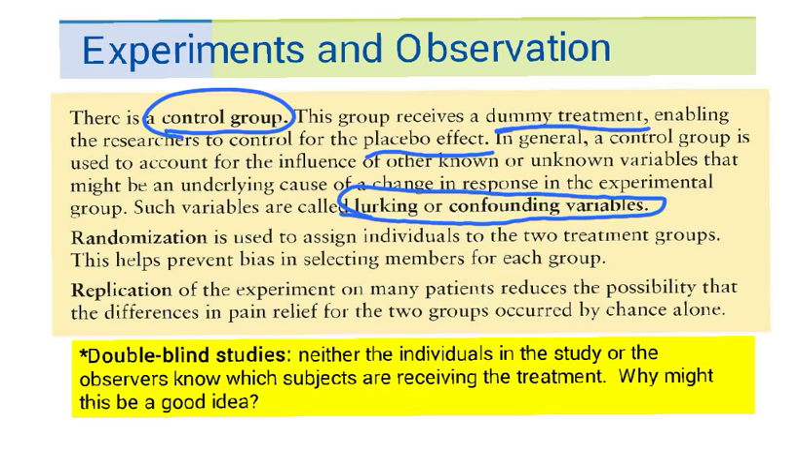Okay. Again, it's important that we are using randomization. We're randomly assigning people to the control group and the treatment group. There's no bias as to who goes into what group. And then replication. We want to be able to replicate the study under similar conditions so that we're sure that the results of any one particular experiment didn't happen by chance alone.